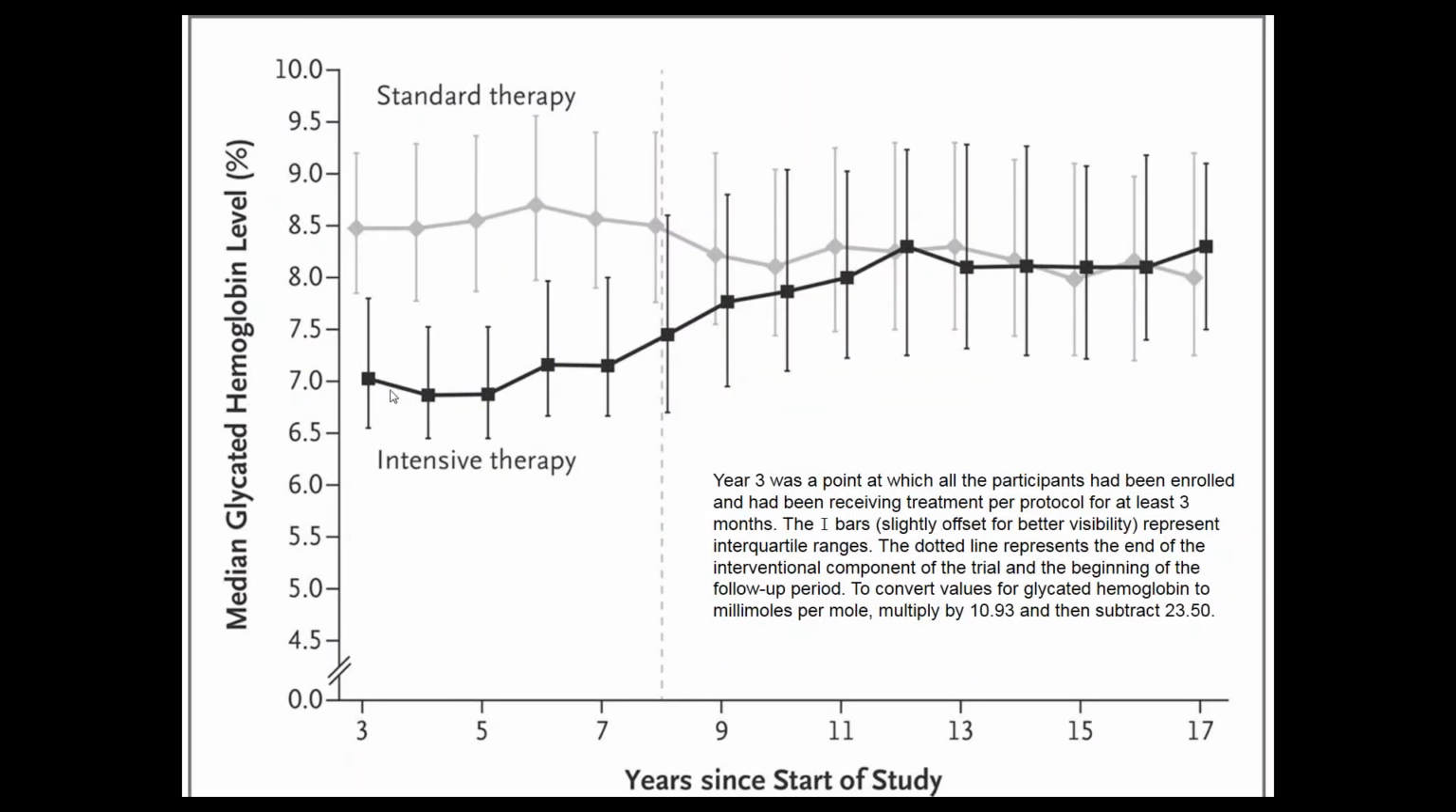And what we see here is that the intensive therapy group actually did pretty well. Investigators did a pretty good job on them, got their hemoglobin A1C levels down to about 7% compared to standard care, which was 8.5%. Then when the study was over, everybody sort of regresses to usual care.